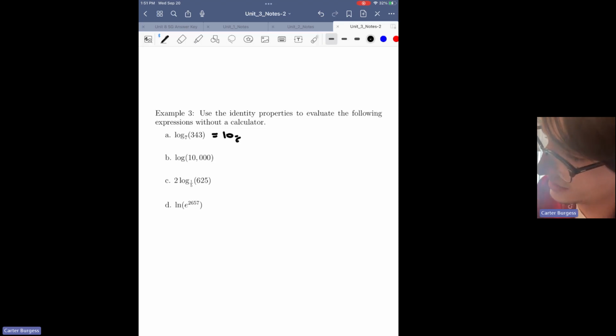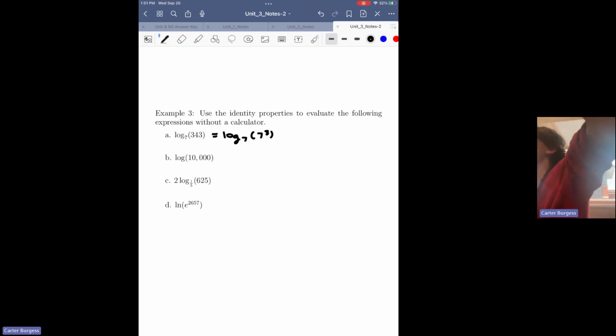So this is log base 7 of 7 to the power of 3. What power do I have to raise 7 to in order for it to equal 7 to the power of 3? 3.